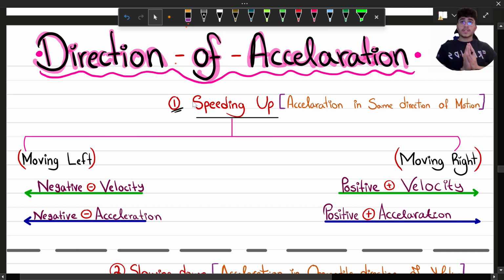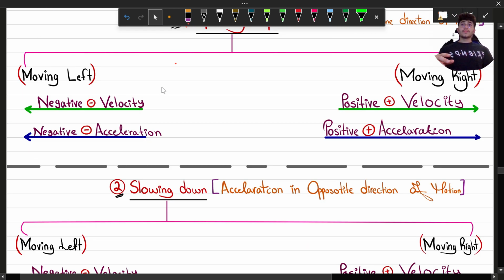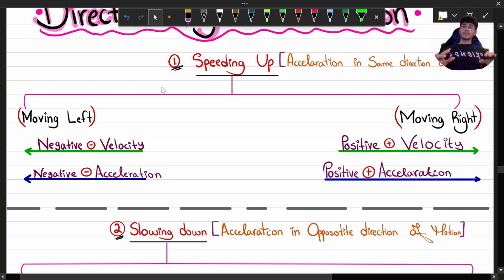Okay, the last part about acceleration is defining the direction of acceleration. This one is a very confusing one, but I've simplified it into a very simple and easy understanding way. So if the object is speeding up or slowing down, how can we identify whether the velocity is negative or positive? If the velocity is positive, what's up with the acceleration? Is it negative or positive? Does it change if the object is speeding up or slowing down?